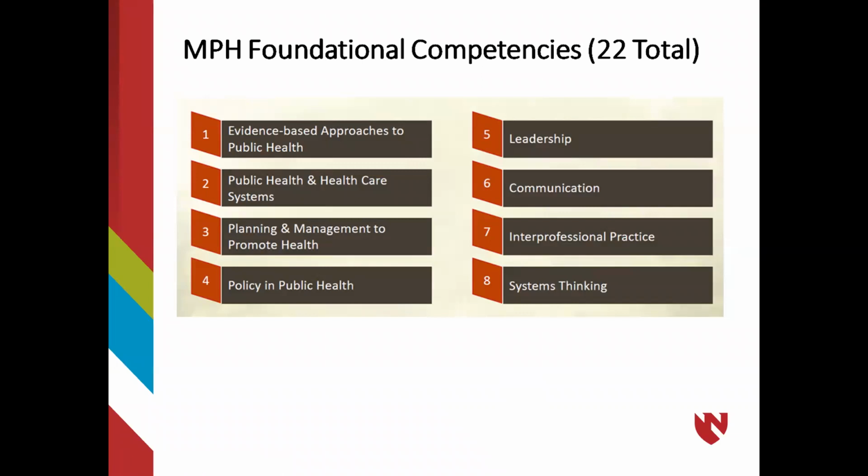Our Master of Public Health program is focused on 22 foundational competencies. These foundational competencies are prescribed by our accrediting agency, the Council on Education for Public Health. These competencies can be broken down into 8 categories. The video titled Accreditation will provide you additional information about accreditation and what it means for you in the College of Public Health.